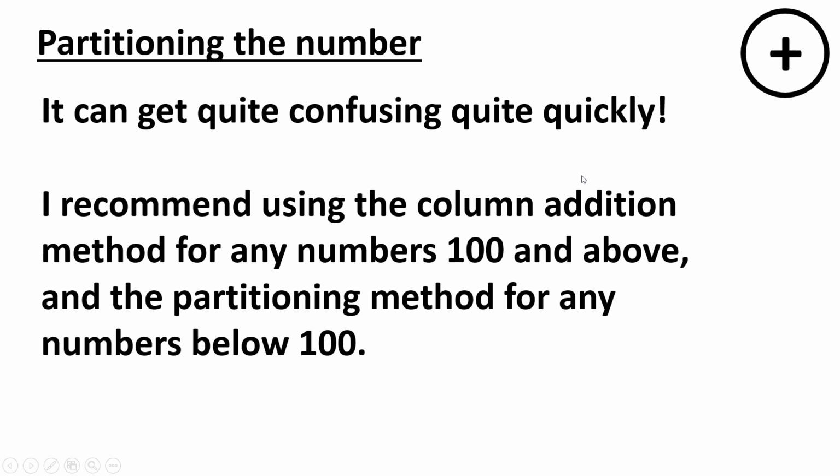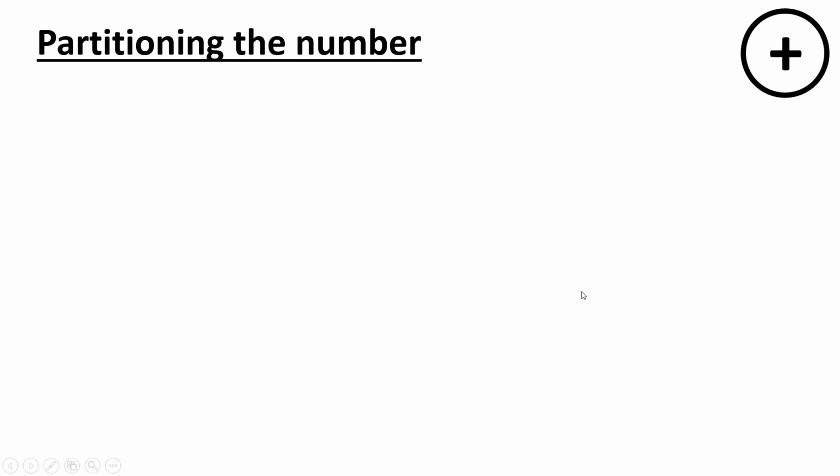So I would recommend using the column addition method for any numbers 100 and above, and the partitioning method for any numbers below 100. The column addition method is great for accuracy, but it takes a longer time. And the partitioning method is much quicker and much better if you're in a bigger problem-solving question.